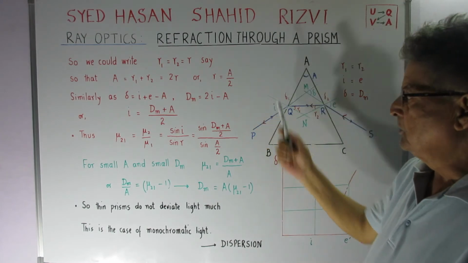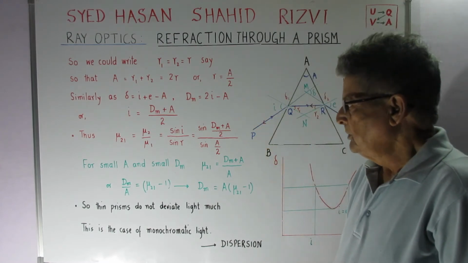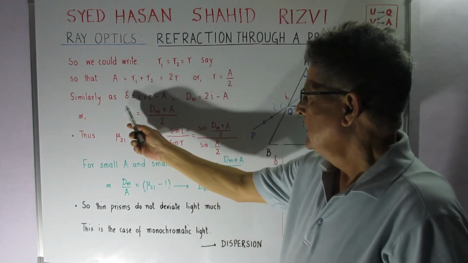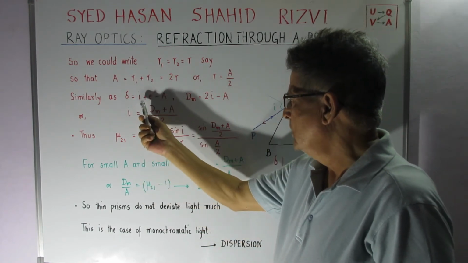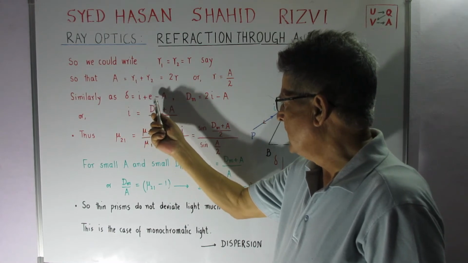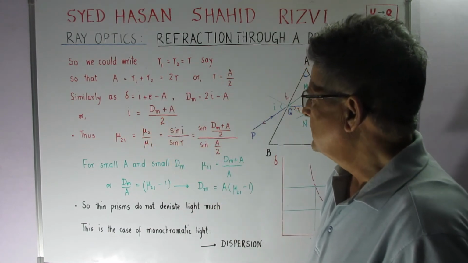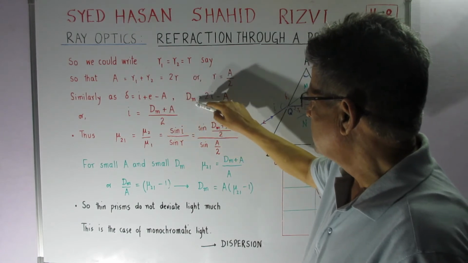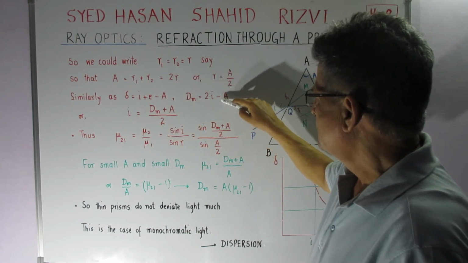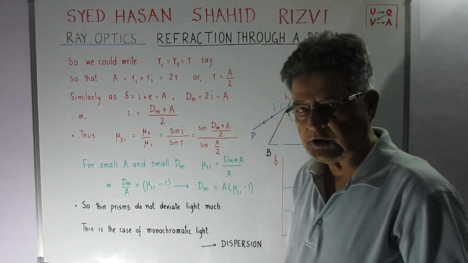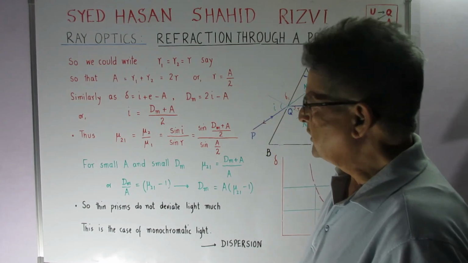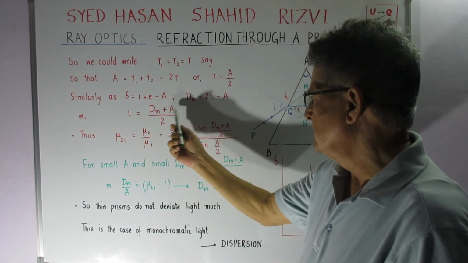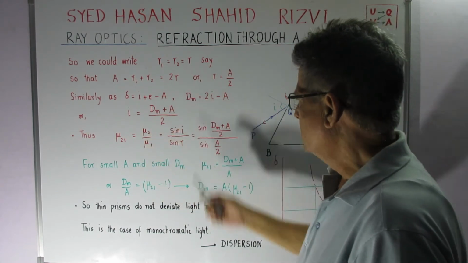R is equal to A by 2. Similarly, as we found that delta is equal to angle I plus angle E minus angle A, therefore I can write I plus I minus A, or dm is equal to 2I minus A under the condition of minimum deviation. Or I could write that I is equal to (dm plus A) upon 2.